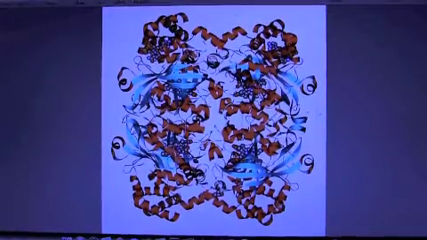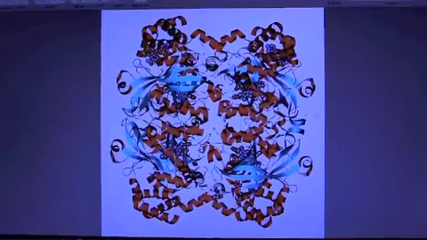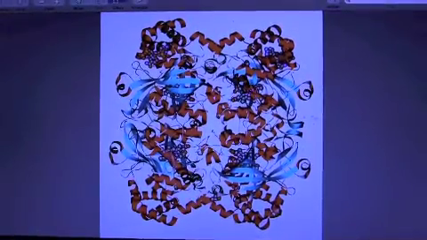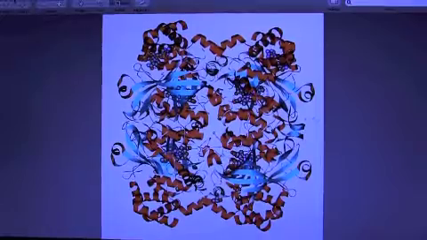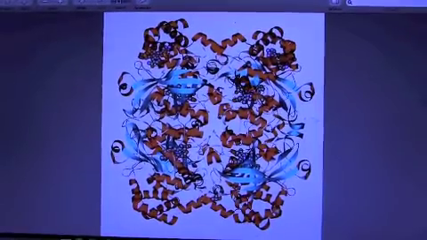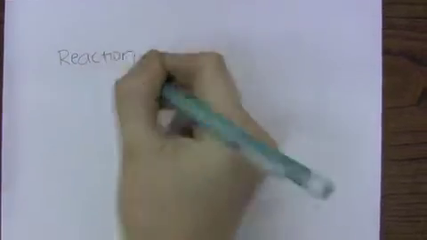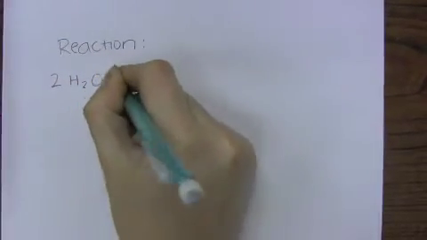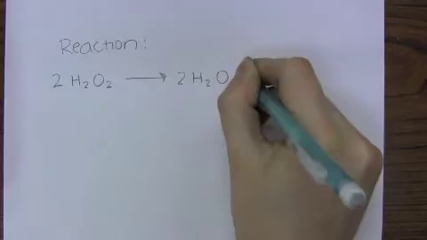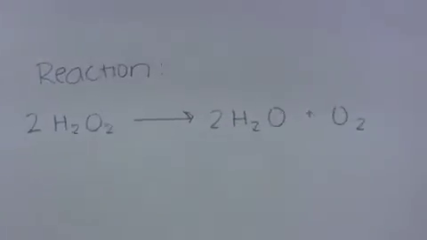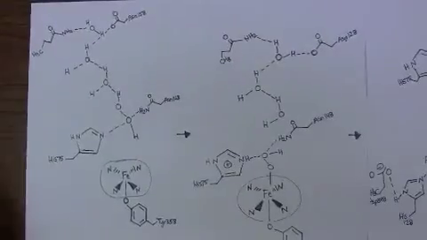And here is a picture of catalase. Hopefully you can make out the 4 subunits. So the reaction that catalase catalyzes is 2 hydrogen peroxides into 2 water molecules and oxygen.